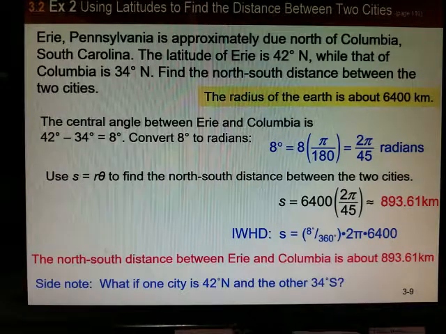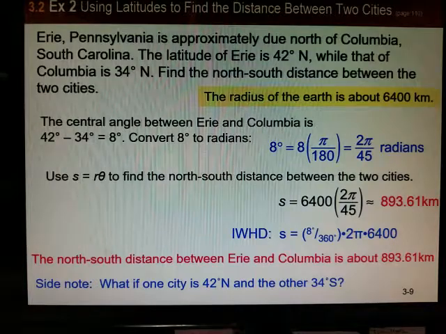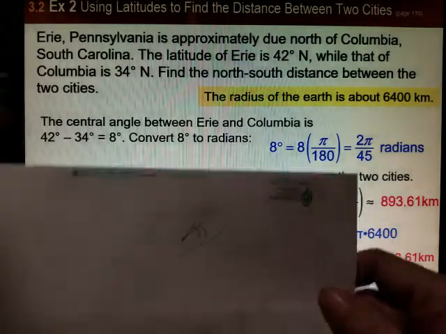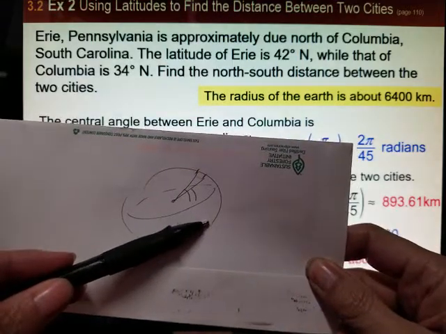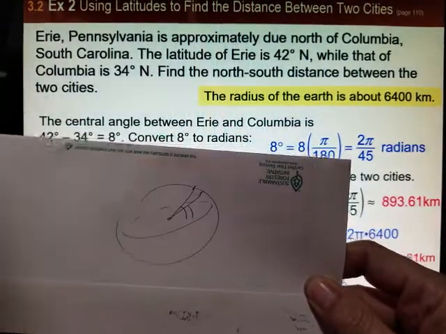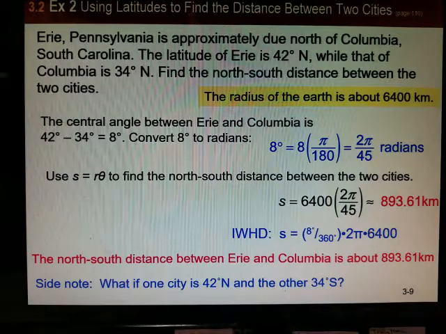I need to make you a side note because I believe one of the homework problems one year had asked if one city was at 42 degrees north and the other was at 34 south. If that had been the case, then the angle between the two cities would be 76 degrees instead of this 8 degrees. Because if one of them is north of the equator, 42 degrees, and one is south of the equator, 34 degrees, the angle between them would have been, actually, 76 degrees, sorry, if you add those together.